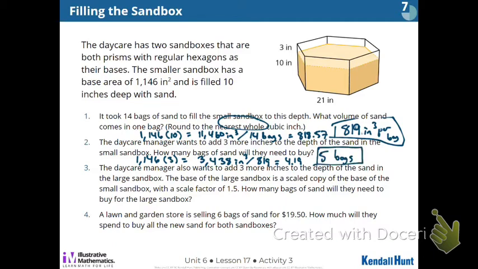Maybe they got a bulk section at Lowe's. Buy 4.19 bags. No, you can't do that.